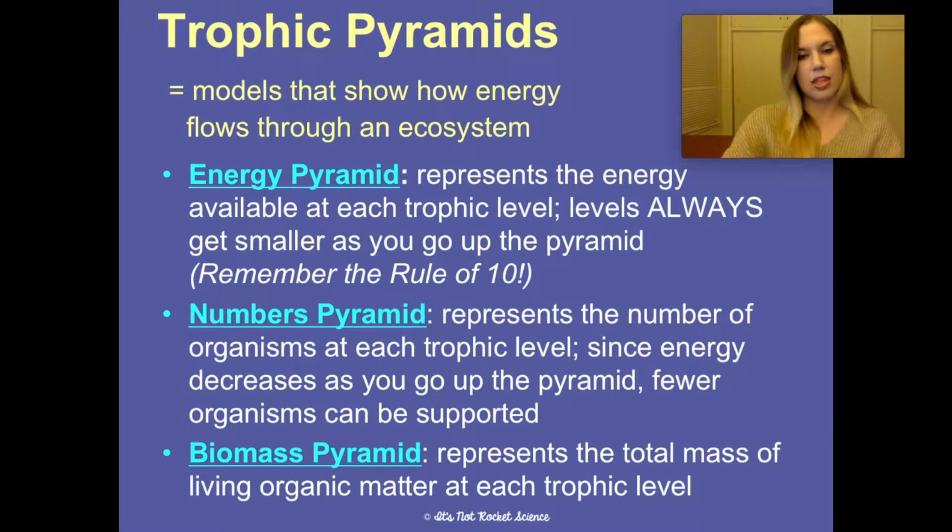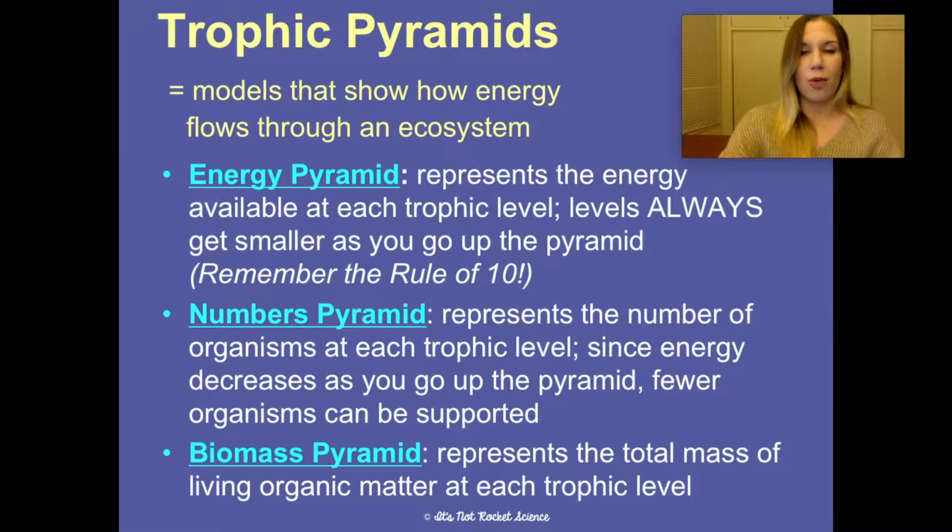Okay, and then the third and final type of pyramid is a biomass pyramid. The prefix bio means life, and mass refers to matter or weight. So this is literally just the weight or the amount of matter, of the biological matter. So things that are alive. So it's the total mass of living matter at each trophic level.